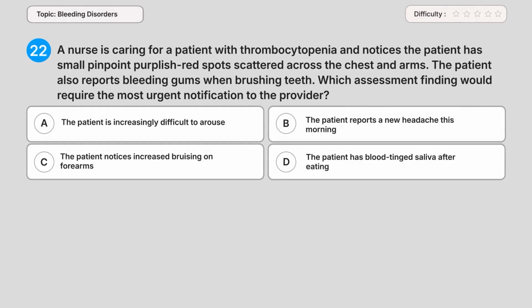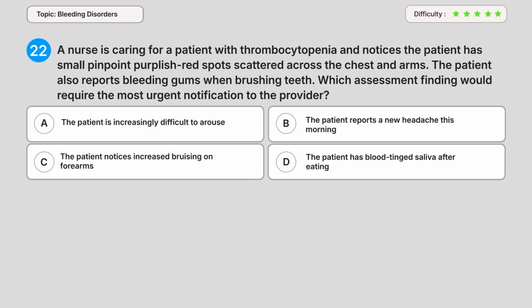22. A nurse is caring for a patient with thrombocytopenia and notices the patient has small pinpoint purplish red spots scattered across the chest and arms. The patient also reports bleeding gums when brushing teeth. Which assessment finding would require the most urgent notification to the provider?